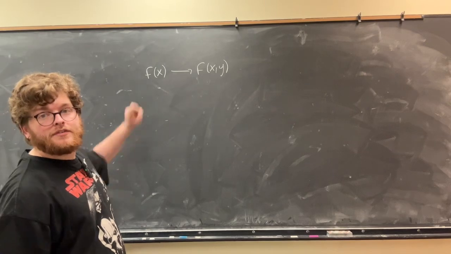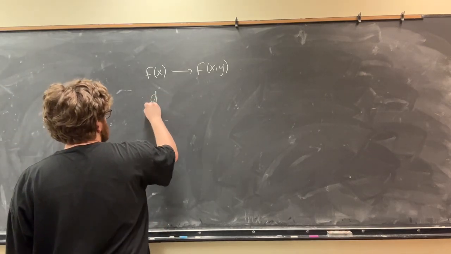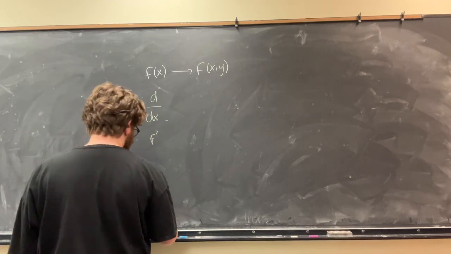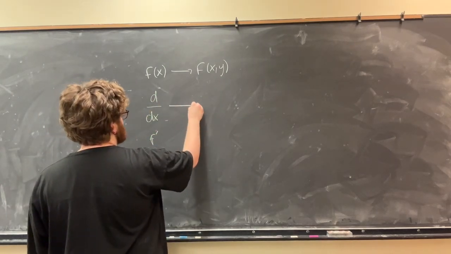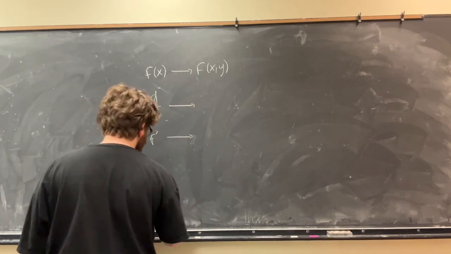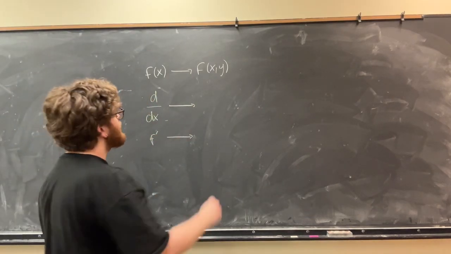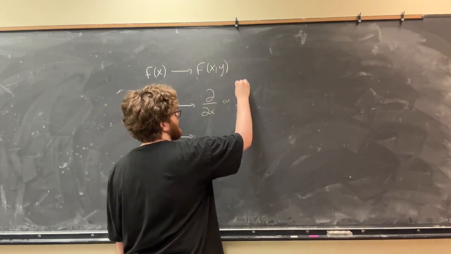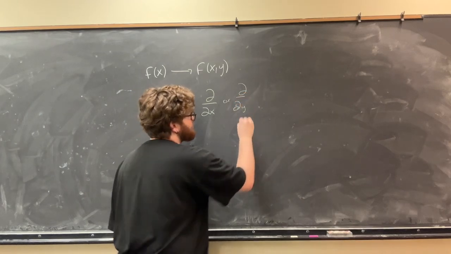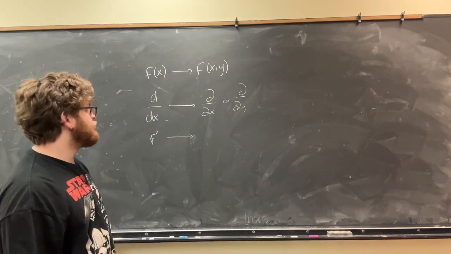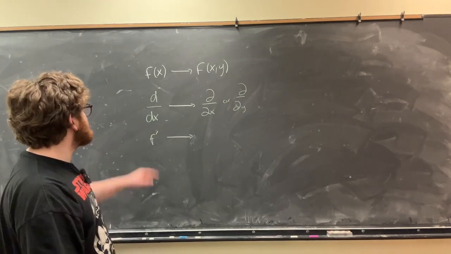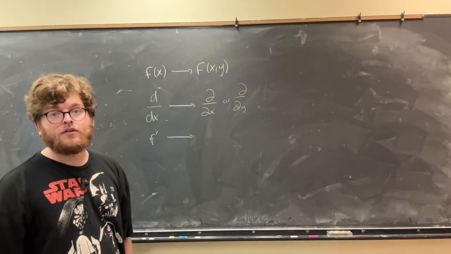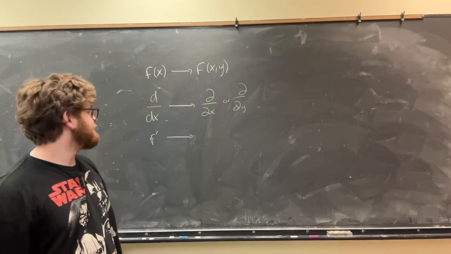Our standard derivatives for functions of x we called d by dx, or sometimes f prime. But we need to be able to generalize this to something else. So d by dx instead becomes a partial with respect to x, or a partial with respect to y. We'll see what this means and what kind of rules we get from this. But so far, nothing out of the ordinary. We're just writing the d as a curly d now. Funnily enough, that's just what we call it. We don't call it anything else. We call it curly d.